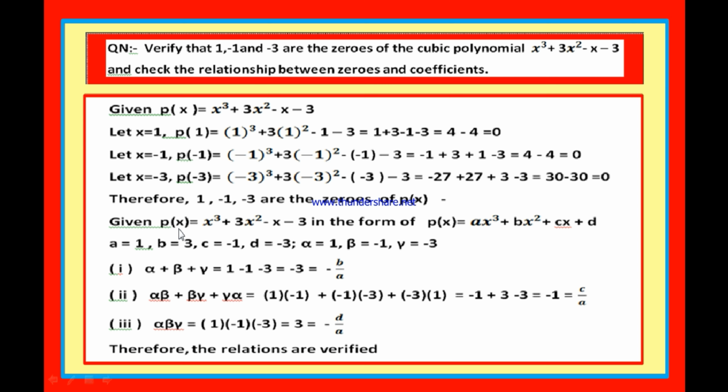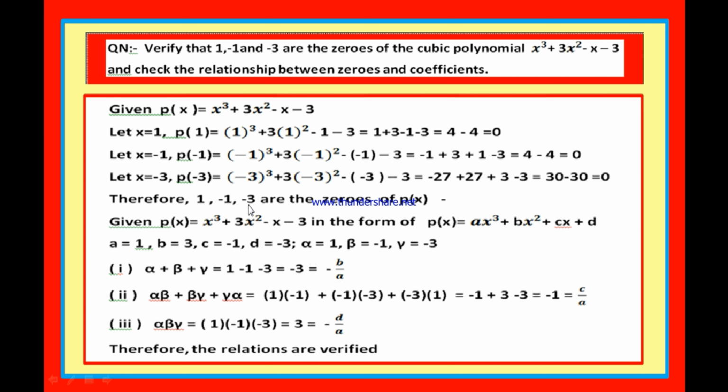Let us take the polynomial again. P of x is equal to x cube plus 3x square minus x minus 3. This is in the form of a cubic polynomial, ax cube plus bx square plus cx plus d. A means coefficient of x cube, here it is 1. B means coefficient of x square, plus 3. C means coefficient of x, minus 1. And d means constant term, minus 3.